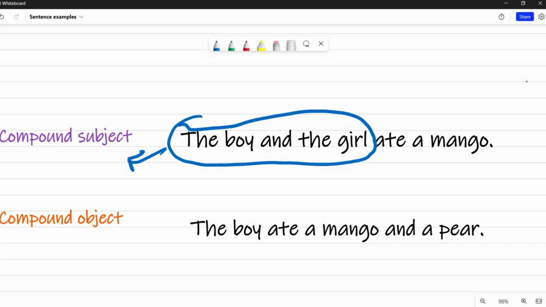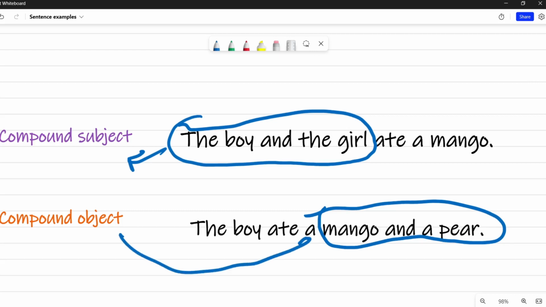Similarly, we can have a compound object where the action is being performed on 2 entities. So if we take the sentence, the boy ate a mango and a pear, mango and a pear are our compound object. That arrow didn't land where I wanted it to land, so I'm going to try that again. Mango and a pear are our compound object. Okay? This is what we have to pay attention to, because this is the key to clearing up the confusion.